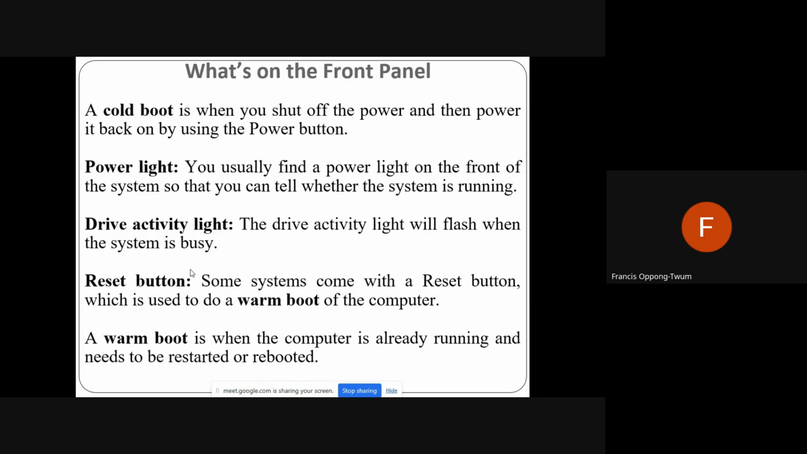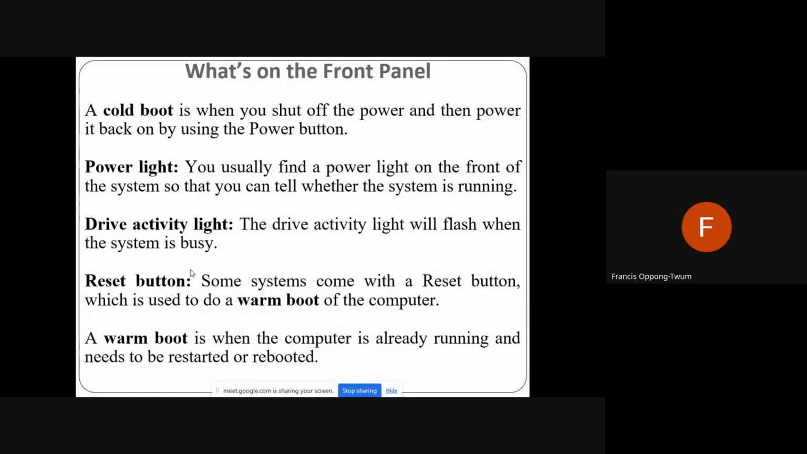But we also have what you call warm booting. If you want to do warm booting, what is it? The warm boot is when the computer is already running and needs to be restarted or rebooted. So anytime you restart your computer or you want to reboot, then you are doing what you call warm booting. Or sometimes you can put the computer on sleep or hibernation mode. When you put it on hibernation mode and you bring it back, you have done what you call warm booting. So you know the difference between the types of booting. Booting is the process of putting the computer on, and you can do cold booting or warm booting.